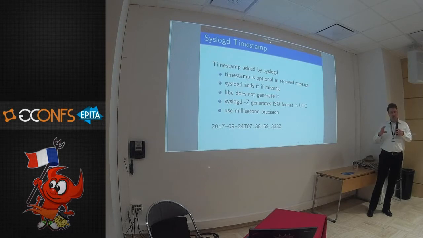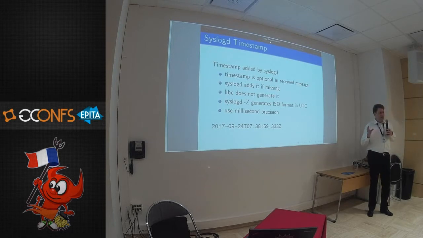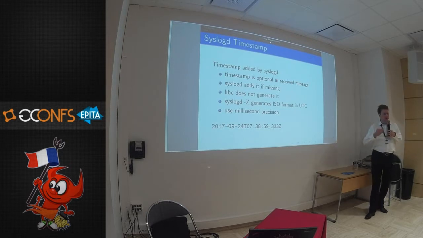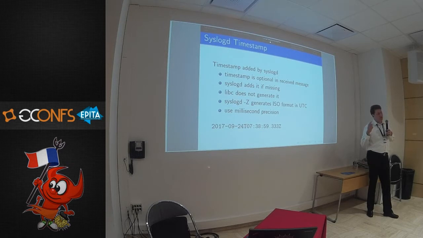That also corresponds to what is written in the syslog RFC. We also have devices that won't write timestamps, so syslogd has to be capable of adding one if the device that we get the remote message from doesn't have a clock. And what I changed is that libc doesn't generate a timestamp anymore. So we always take the syslogd timestamp, and we have one central instance that is responsible for generating timestamps.